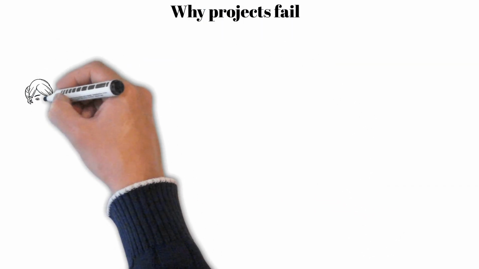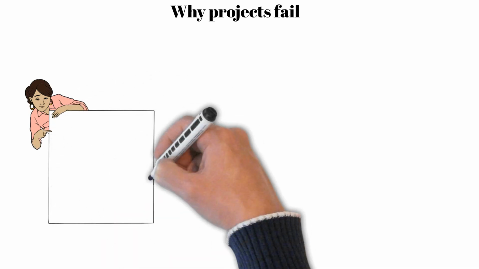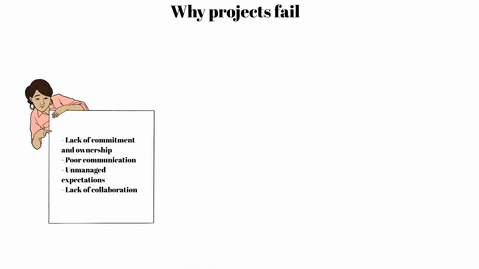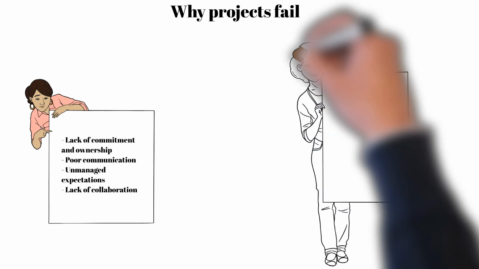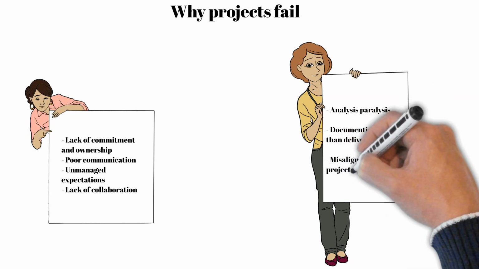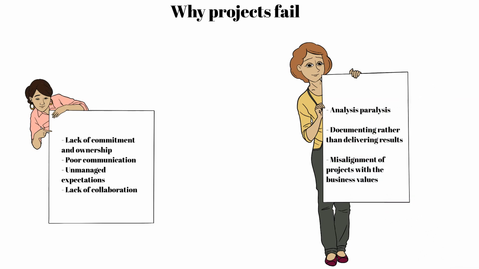Why do projects fail? The most common reasons for projects failing are a lack of commitment and ownership of the stakeholders, poor communication, unmanaged expectations, and a lack of collaboration. Projects also fail because of analysis paralysis, spending time on documenting rather than delivering results, and a misalignment of projects with the business's values. We are going to help you see how Agile project management principles and values combat these reasons for project failure.